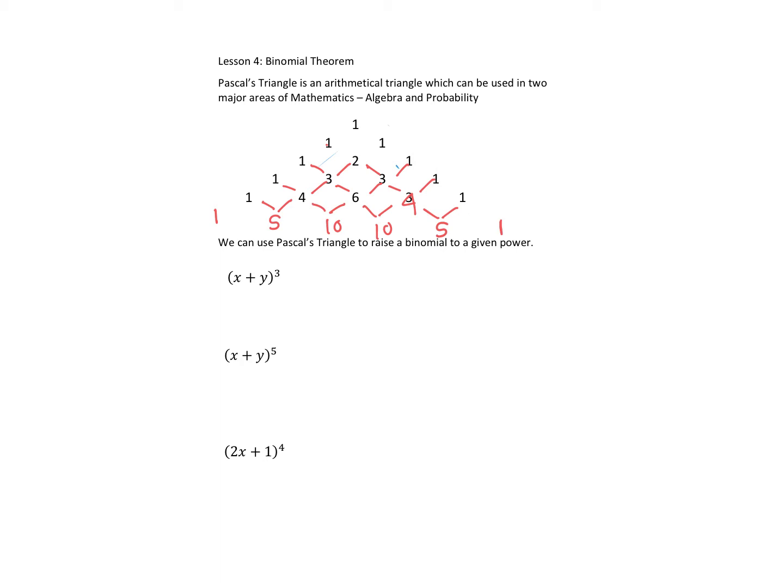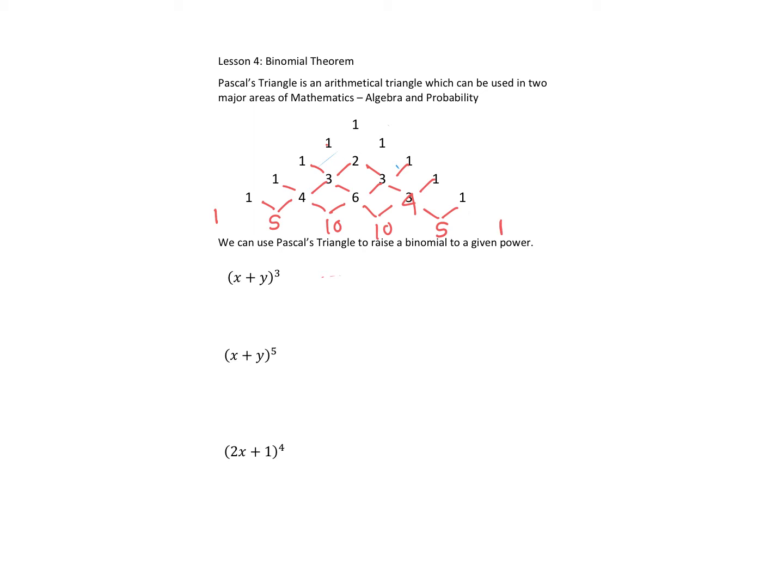So if you think of x plus y to the power 3, if I wanted to expand that, it would mean x plus y times x plus y times x plus y. And that can be quite time consuming to do that expanding and collecting like terms. So what we can use is Pascal's triangle to help us expand this binomial. So how does that work?